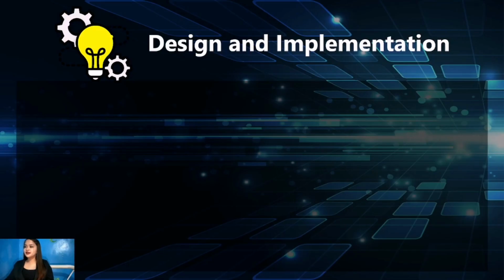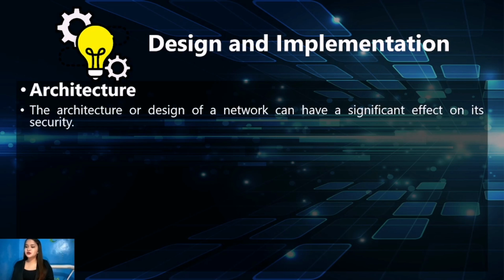Design and implementation. Architecture. As with so many of the areas we have studied, planning can be the strongest control. The architecture or design of a network can have a significant effect on its security. The main areas to cover are segmentation, redundancy, and single points of failure.